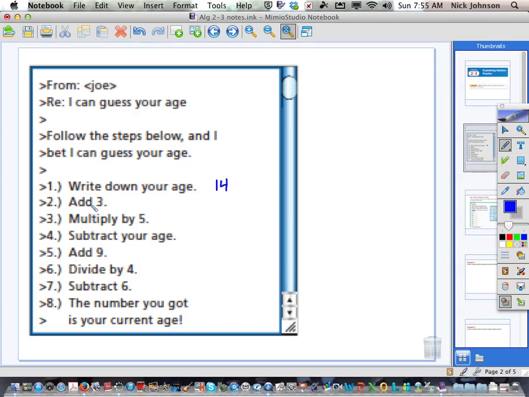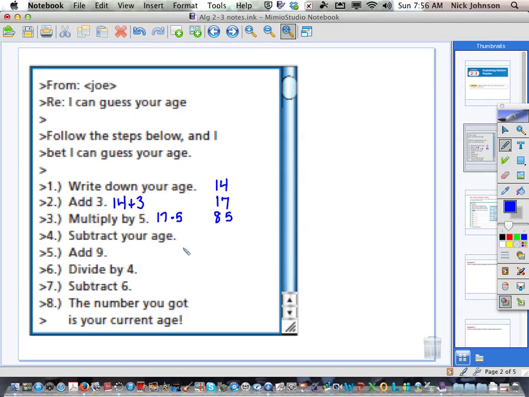The second step says add 3. Well, 14 plus 3, you are going to tell me is 17. Then it says multiply by 5. If you're going to multiply that by 5, 17 times 5 gives me 35. I got to bring my 3 up to the top, so 5 times 1 plus 3 is 85.